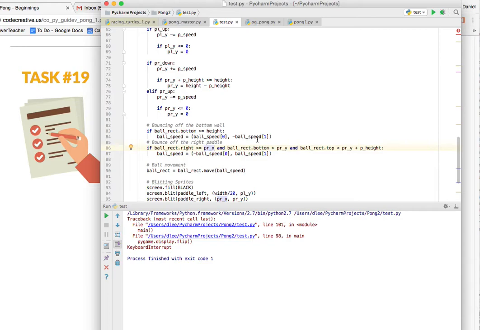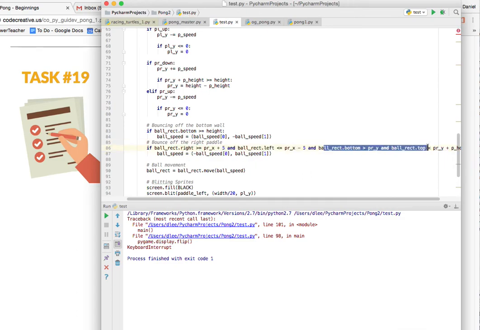So what we're looking at is the right side of the ball is greater than the left side of the paddle plus 5. And I'm going to copy this whole expression here, and the left side of the ball is less than x minus 5. Okay, so now we have a range for the y, and we also have a range for the x, and we have a little hitbox for the paddle that the ball needs to be inside of.